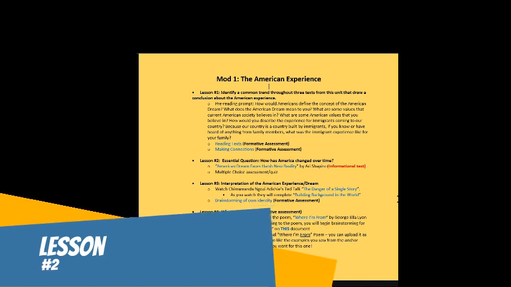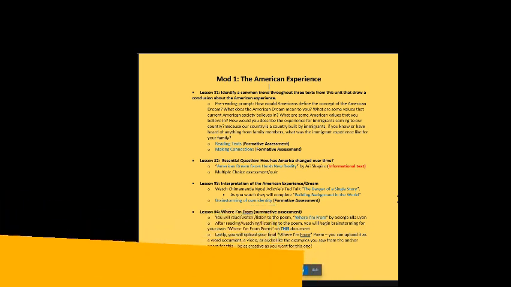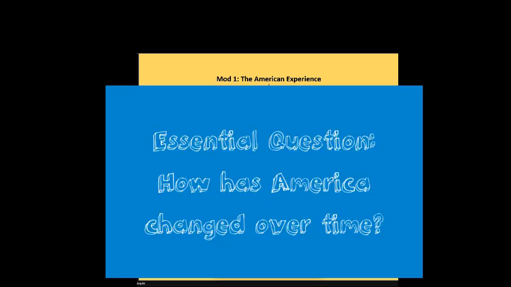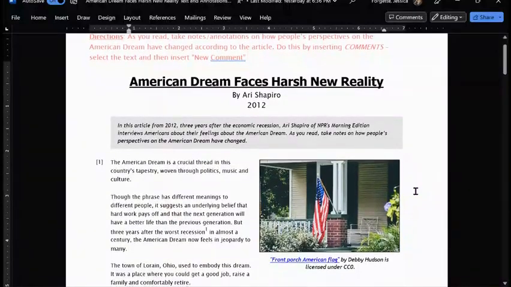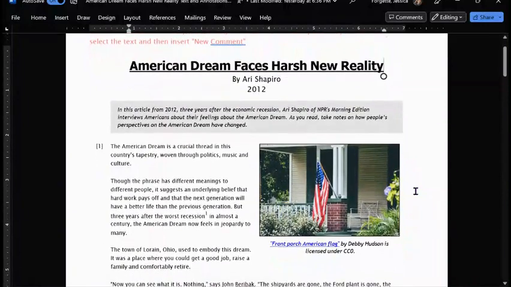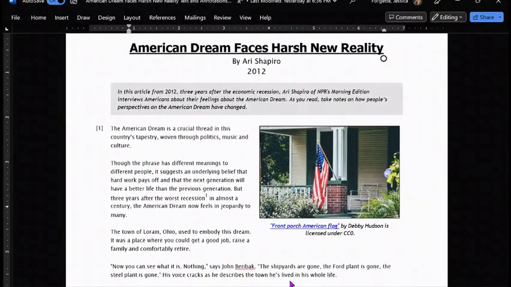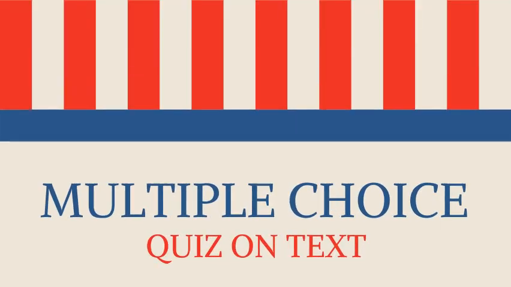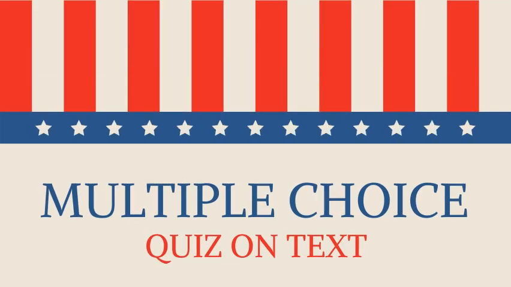In Lesson 2, you're going to be answering the essential question of how has America changed over time? You will read this informational text by Ari Shapiro called American Dream Faces Harsh New Reality. Once you are completed, you will then take a multiple choice assessment or quiz on the reading.